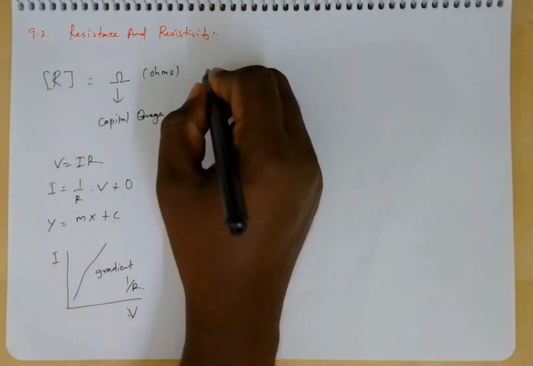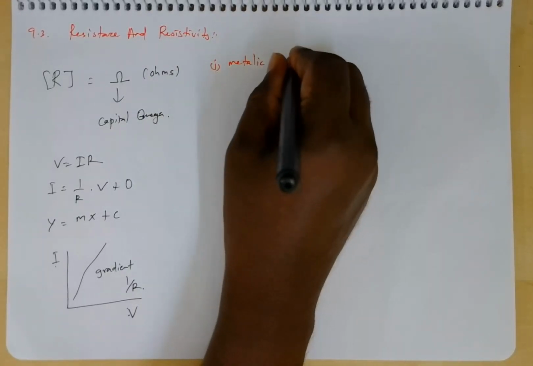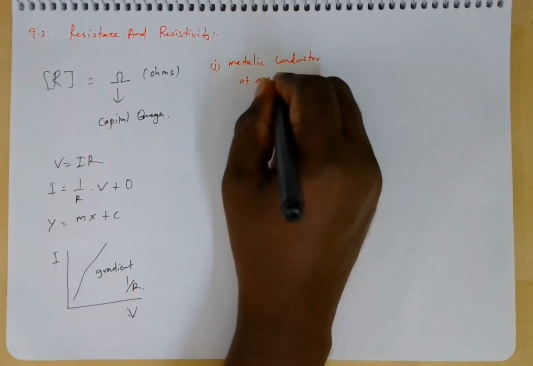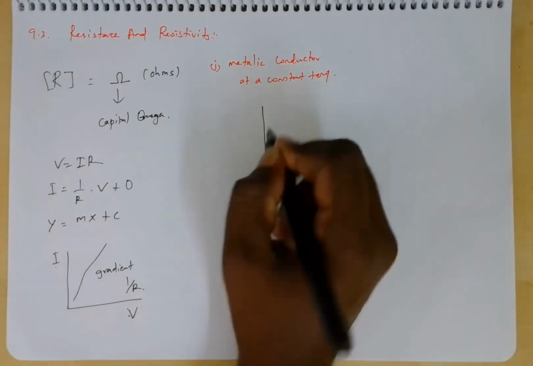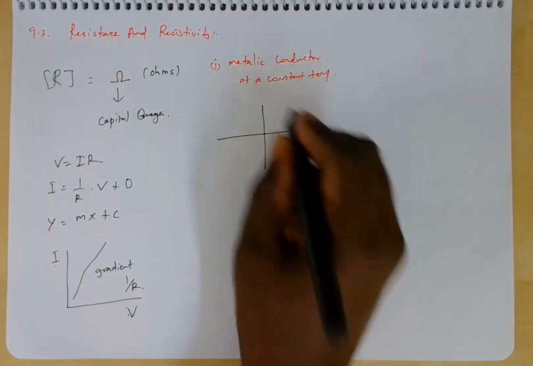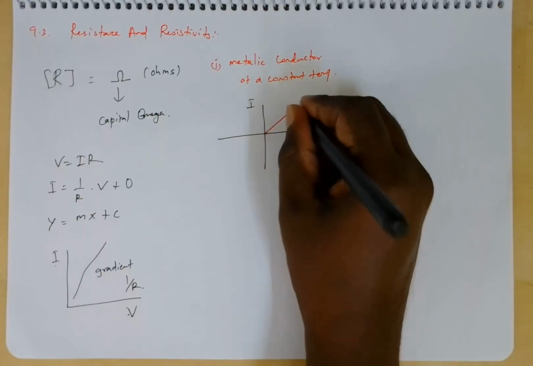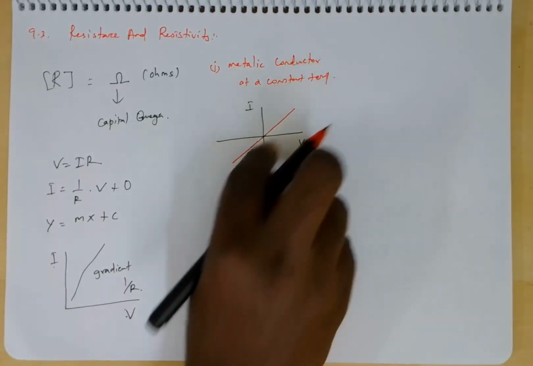So the first IV graph is for a metallic conductor at a constant temperature. This constant temperature word is very important. Normal metal, any metal. If you draw the V versus I graph, then it will be a straight line. Remember, when voltage is zero, current is zero. It's a straight line. Can you see the resistance is uniform, the gradient is uniform?